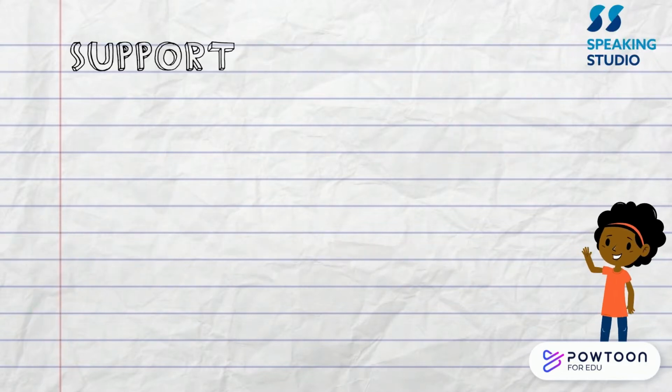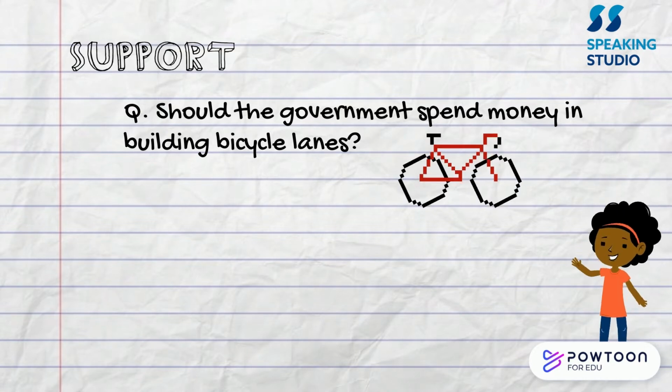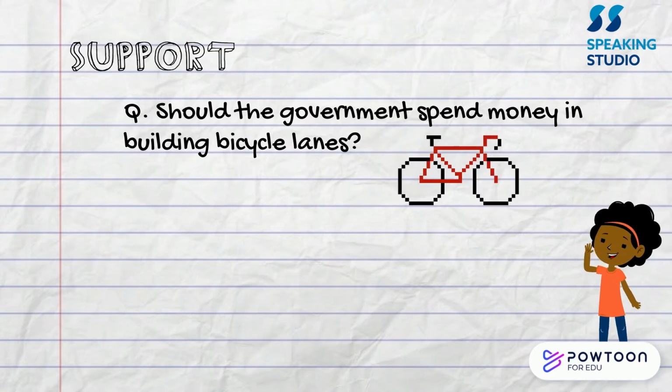Next, the S stands for support. A good evidence or example should support your argument, and let's check out this topic below. In a debate about whether the government should spend money building bicycle lanes, what do you think is a good example to support the claim? Here's an example. Have you ever cycled on the street?